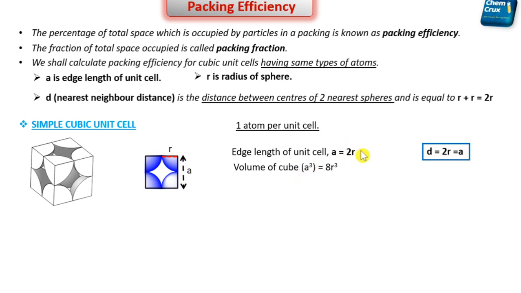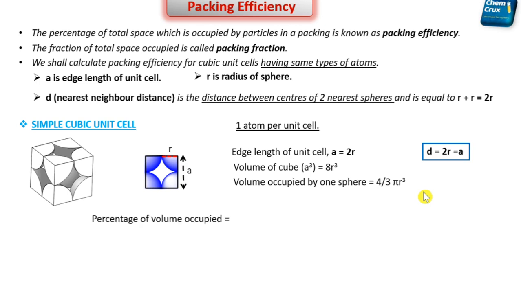Now if we calculate volume of the cube, which is actually equal to a cube, then it will be equal to (2r) whole cube, that is 8r cube. Next is volume occupied by one sphere, which is equal to 4 by 3 pi r cube. Now if we calculate percentage of volume occupied, then it is given as volume of sphere by volume of cube into 100, which can be written as 4 by 3 pi r cube by 8 r cube into 100.